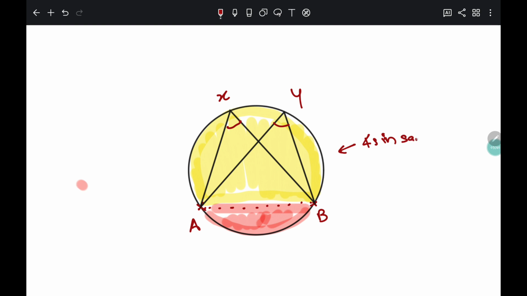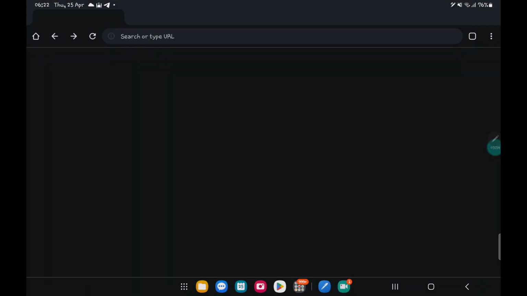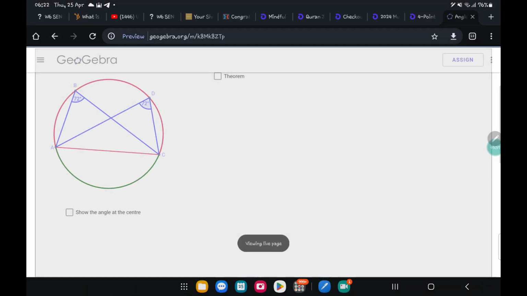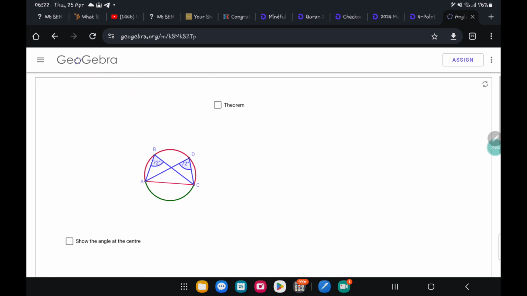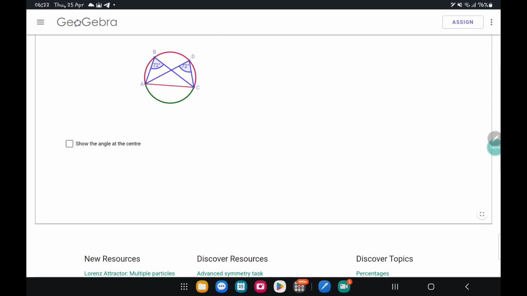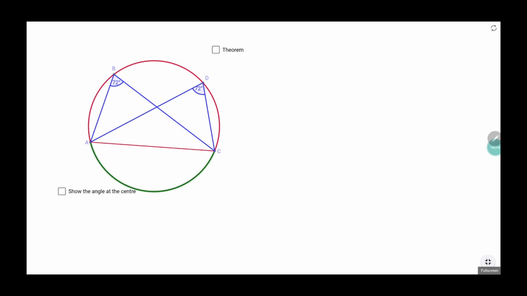So, angles in same segment. We can write a short form for the angles in same segment. We want to know what is the relationship between angle X and Y. So I'm going to show you an app very quickly here. Just give me a moment. Let me sort this out. Okay, maximize.